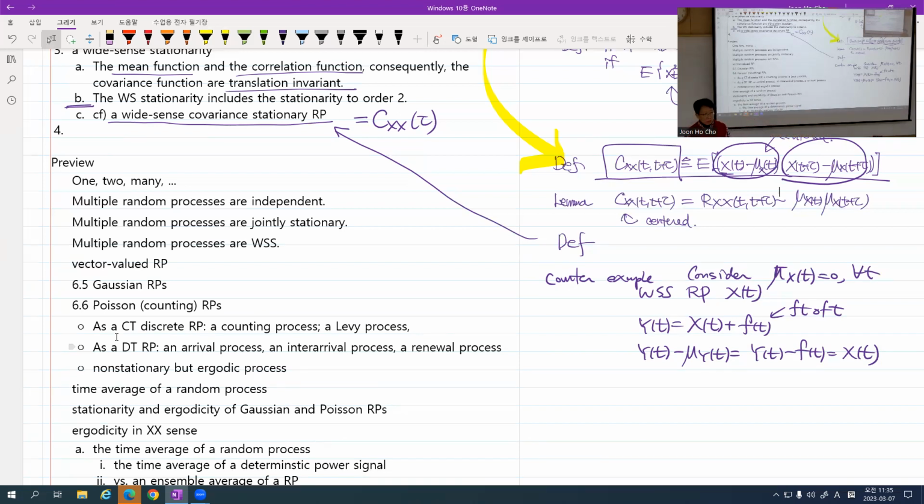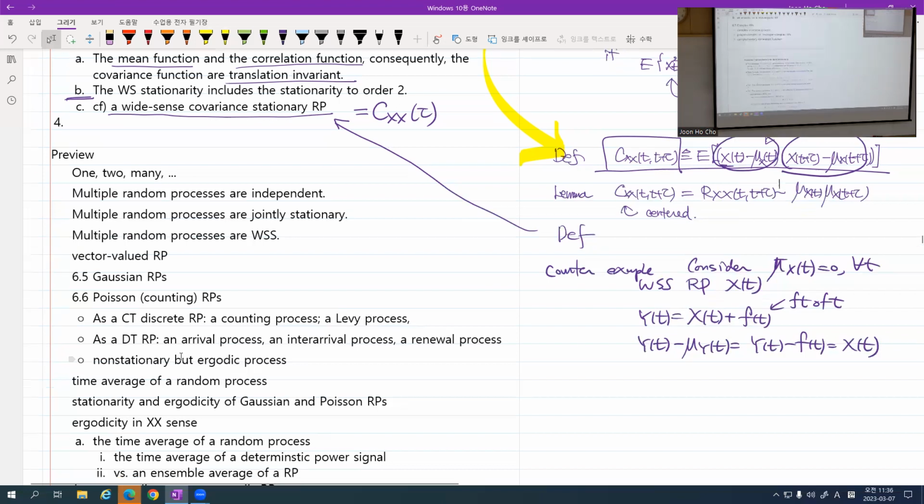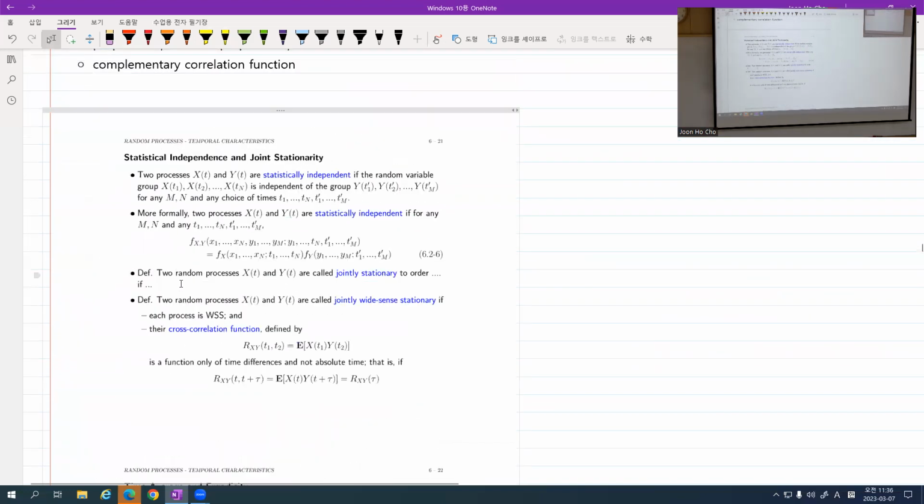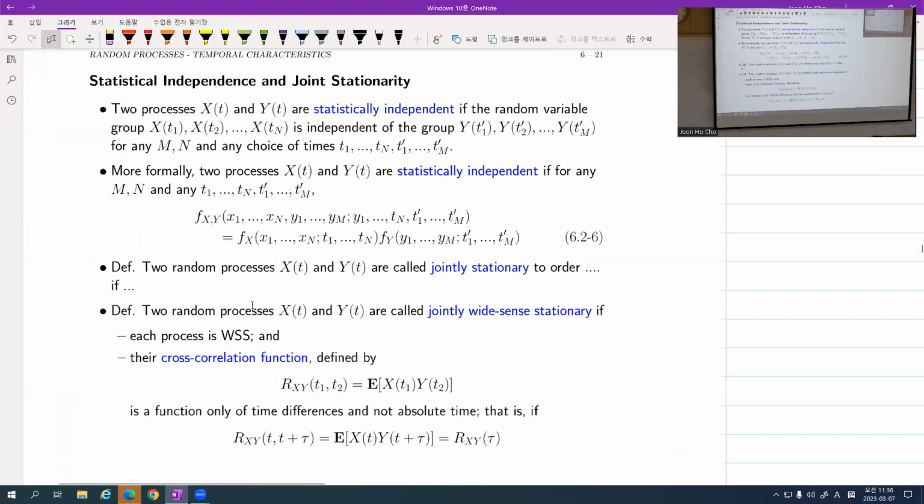Got it? But we want to see, for example, some non-stationary random process, or some very special stationary random process in continuous time. And they are Gaussian random processes and Poisson random processes. So we will see that first. But before doing that, let's take a look at this page.